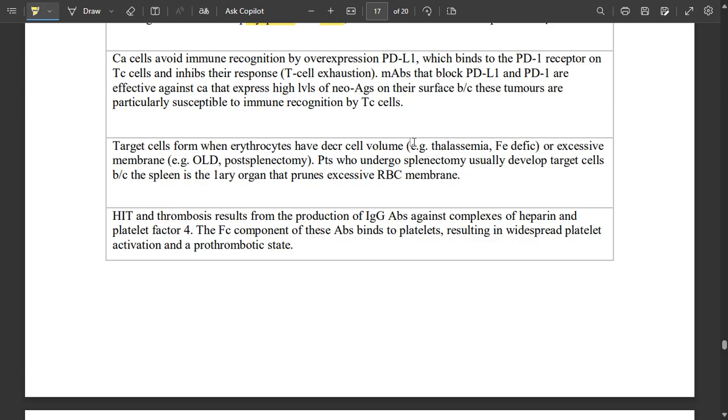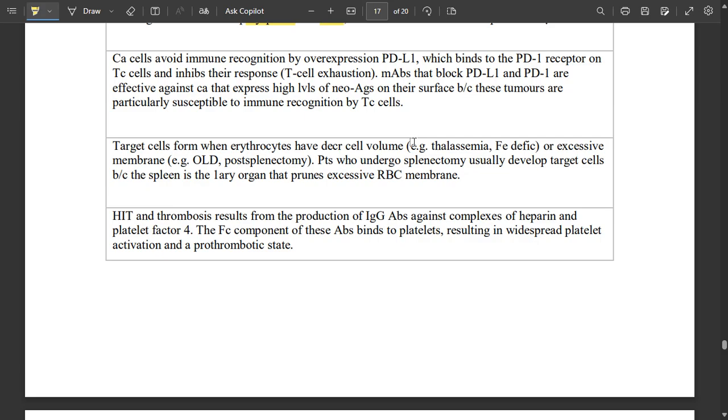So target cells form when erythrocytes have decreased cell volume. That is, if there is a decrease in cell volume, as in thalassemia or iron deficiency, when the water is less, target cells are formed. Target cells do not stay in the center, but rather stay in the outward part, resulting in central pallor, which is the characteristic feature of target cells, or excessive membrane.